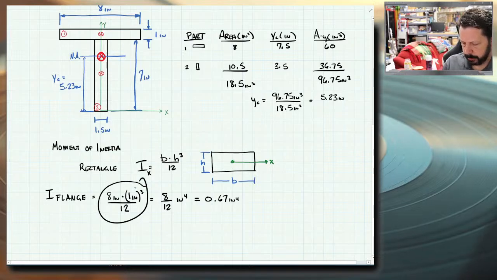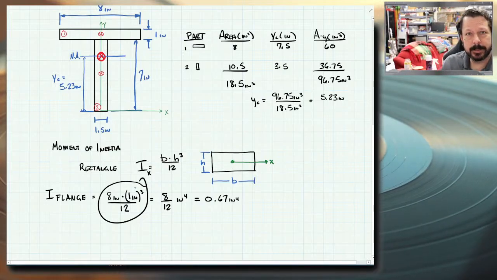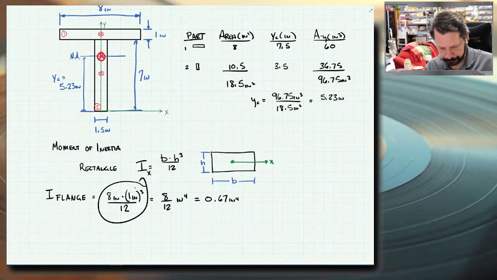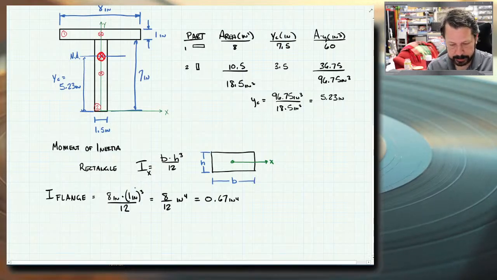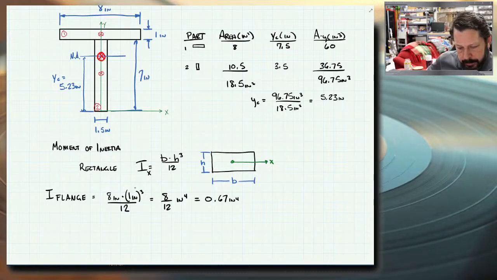And what's 8 cubed? 512 over 12. So I end up going from 0.67 inches to the fourth, where I'm at now, to 43 inches to the fourth, just by changing the orientation of the flange. Now, I'm not going to do that. That's just pointing out that it does matter that you get the base and the height in the right position in the equation.